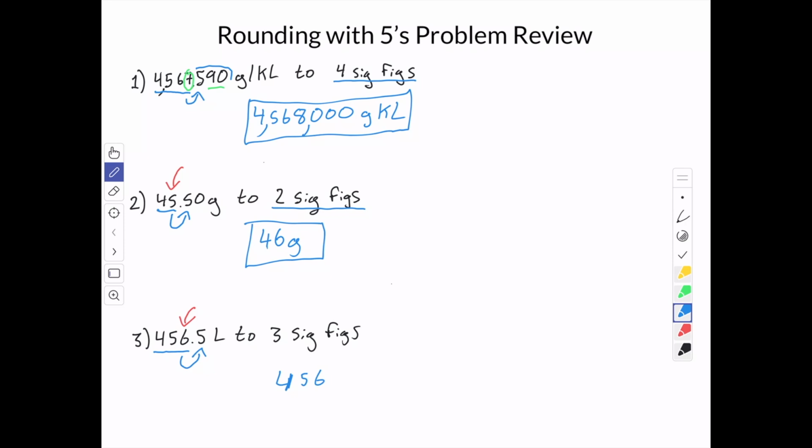I'm going to rewrite that. That is ugly. 456. Our units of measurement were liters. 456 liters. Let's go to our next page.